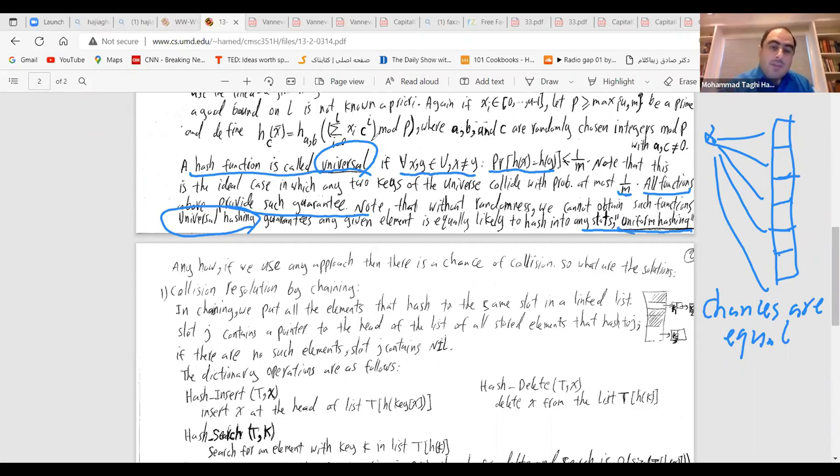So we have this concept of universal: the probability of any two elements going to the same place is at most 1 over m. This results in another property called uniform hashing: if you consider any element, it goes to any of these slots with equal probability. I don't want to go through the proof, but you have the knowledge of probability, so you can go and read exactly why.